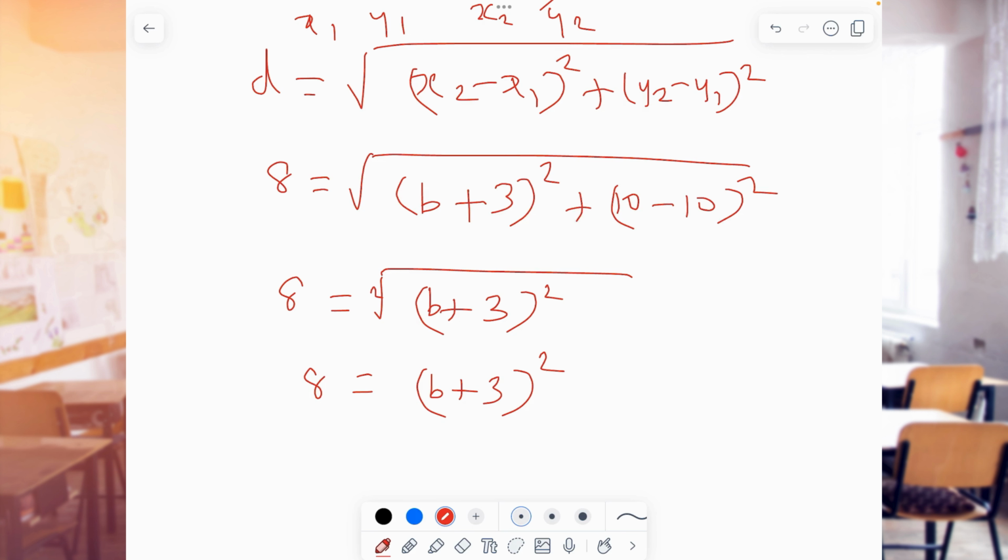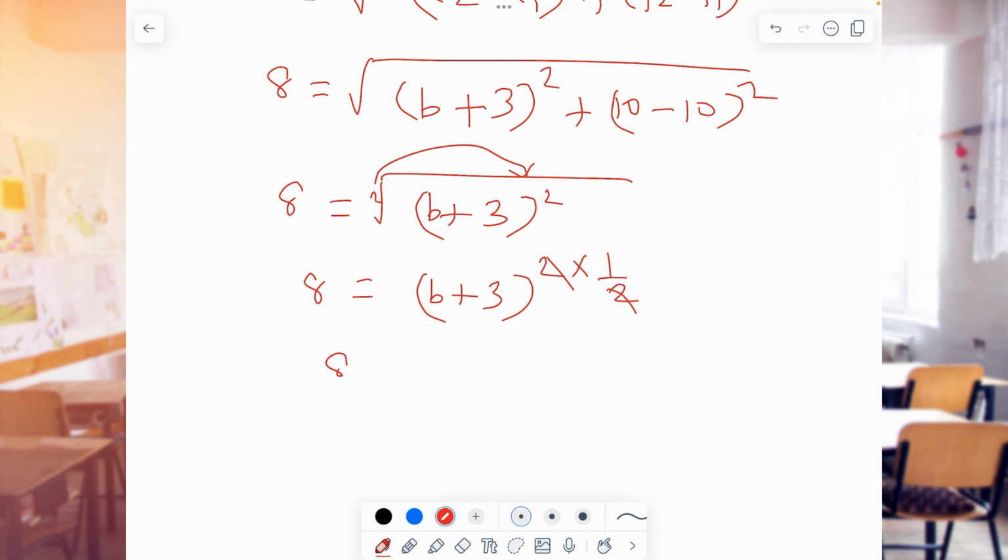So here, as we saw earlier, the 2 will be lying underneath the square root, so while going upwards it will become the inverse of the exponent, into 1 by 2. 2 and 2 will get cancelled, and 8 is equal to b plus 3. So b is equal to 8 minus 3, so b is equal to 5. Now we have got the values of a and b.